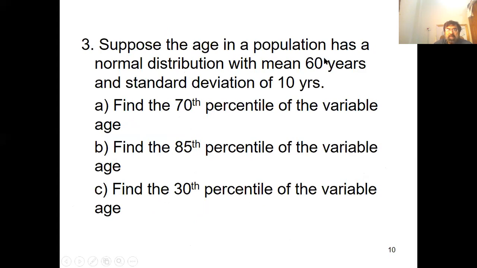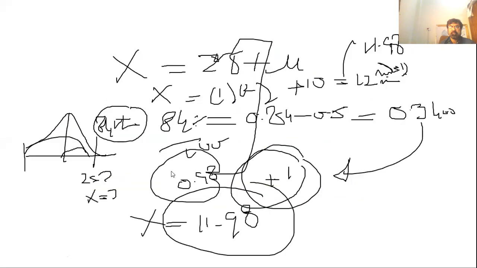So here, the mean and the standard deviation are given in the scenario, and you have to calculate the z-score from 70th percentile, from 85th percentile, and from 30th percentile, and accordingly you have to put in the formula and then calculate the individual score who is standing on 70th percentile, 85th percentile, and 30th percentile. So let's do it on the board. Mean is 60 years, standard deviation 10 years.